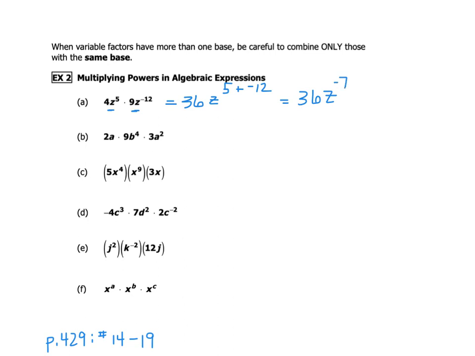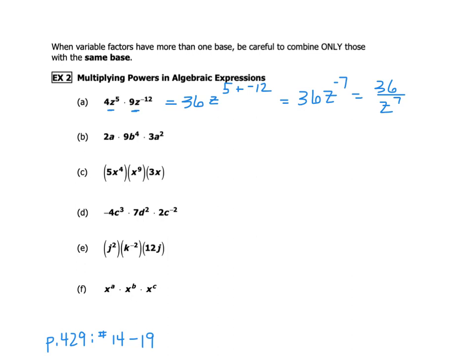But what did we learn in our last lesson? We don't want to leave negative exponents. So what we're going to do with this, remember from last time, move that below the fraction bar. Not the 36 though, that doesn't have a negative exponent, only the z. So here's what we'll have. We'll have 36 over z to the positive 7 power.